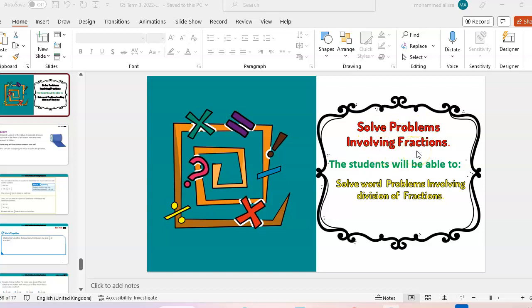The lesson today is about solving problems involving fractions. We have a word problem that can be done using operations involving fractions. Let's go with some examples for more understanding.